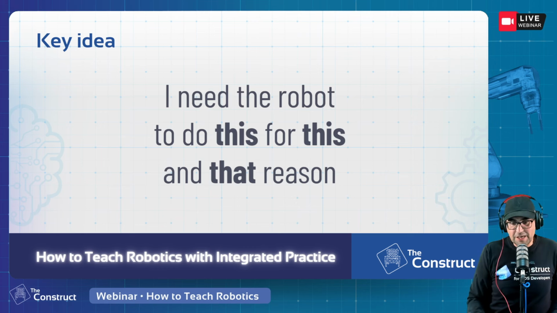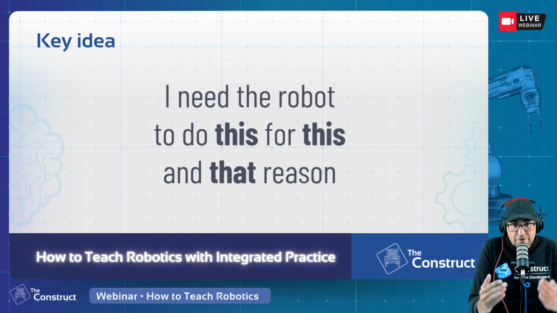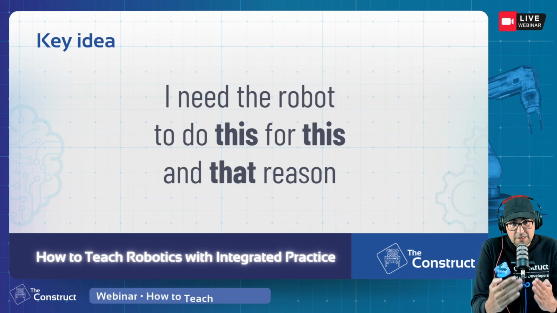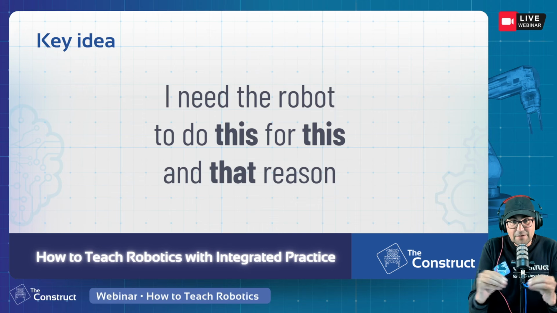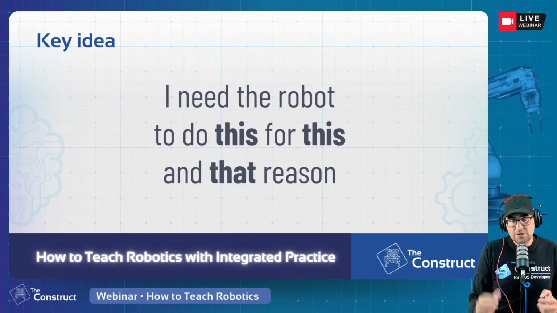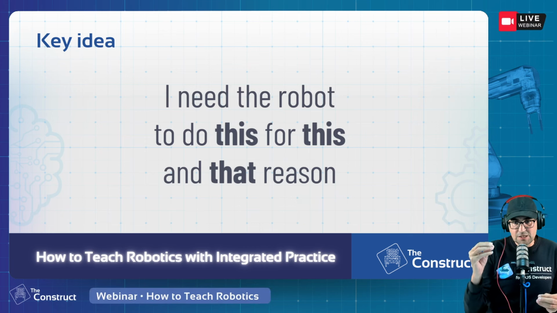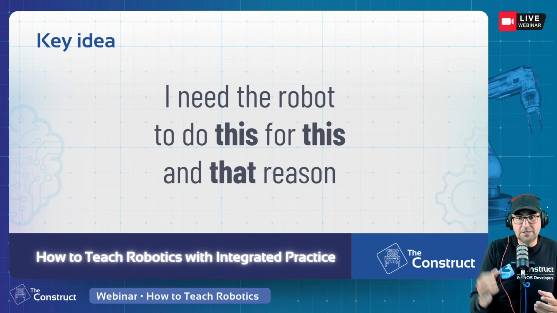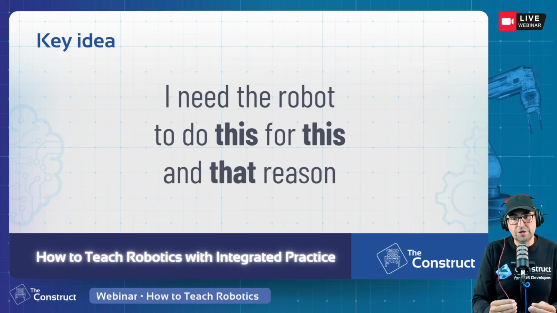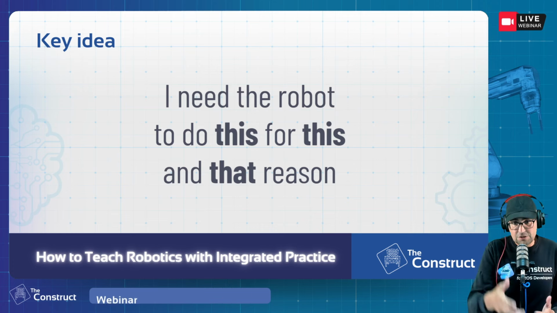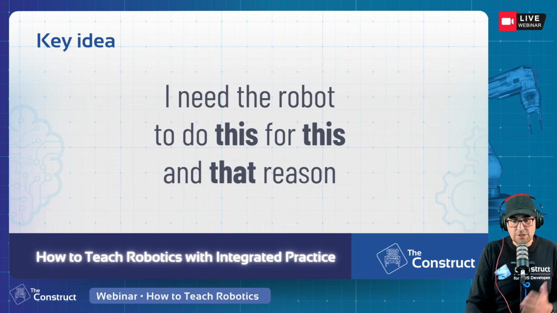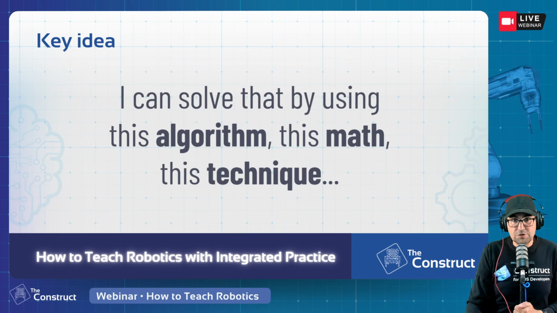So one of the key ideas that I want you to get from this webinar is you have to move into this idea for creating your lessons. I need the robot to do this for this and that reason. So I need to compute the distance from the gripper to the object because I need to grasp it. So I need to know how to reach that point and how far I am, if it is reachable, and so on. So that's why I want to compute this distance.